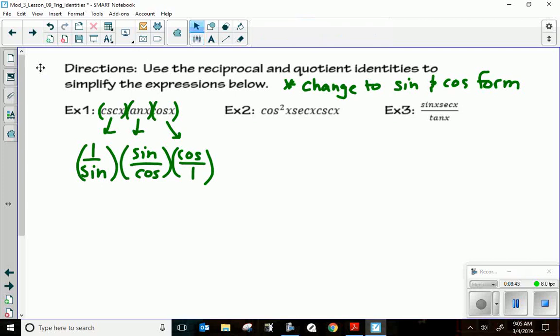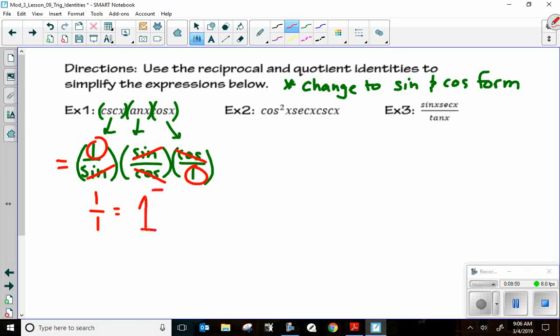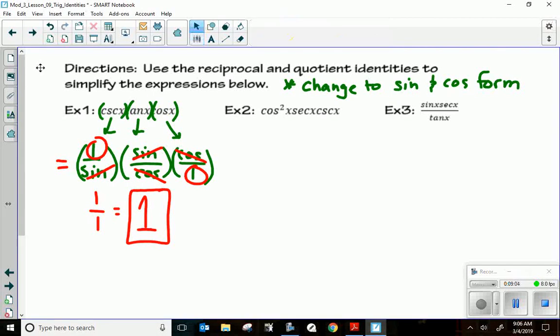So now it's just going to get to a point where we're multiplying fractions. I can simplify tops and bottoms, meaning this sine and this sine cancel. Boom. This cosine and this cosine cancel. I end up with 1 over 1, which is 1. And that's my final answer. There are no trig functions left in that problem. All right. Let's take a look at the second one.